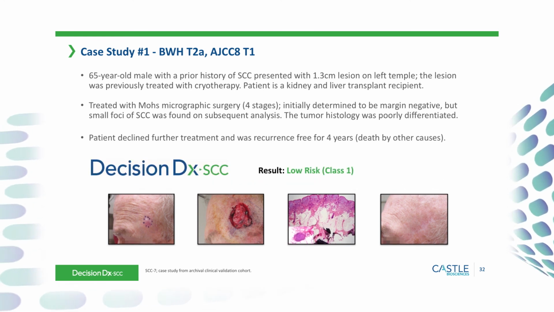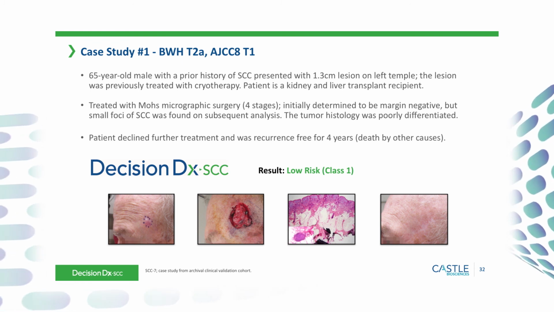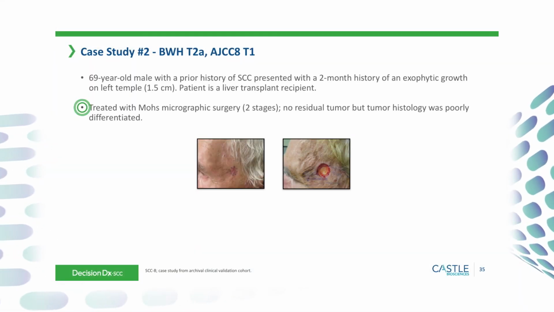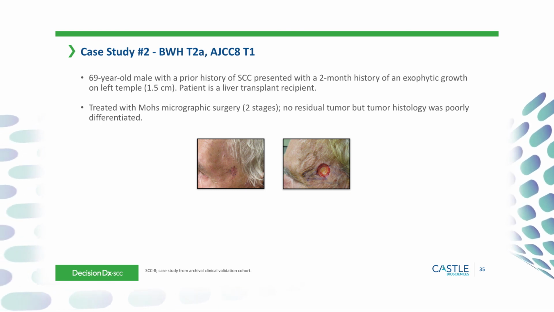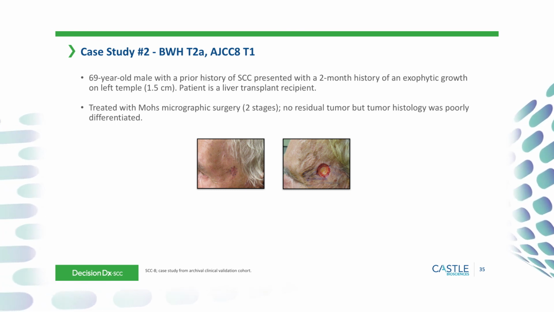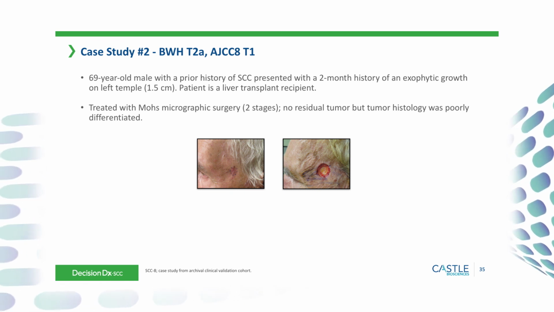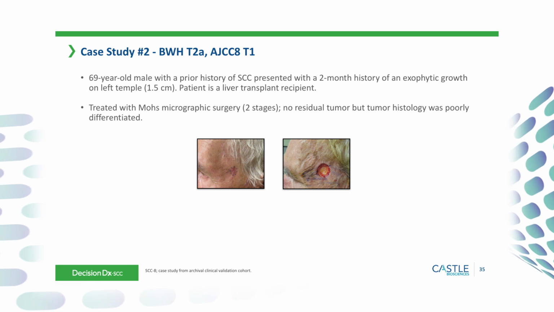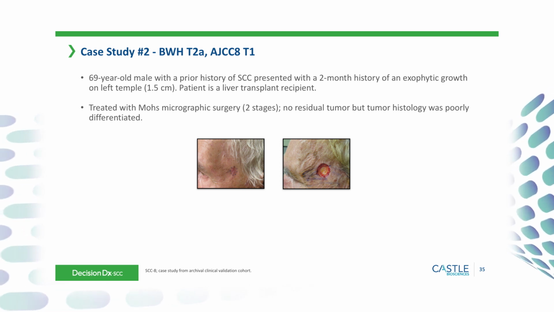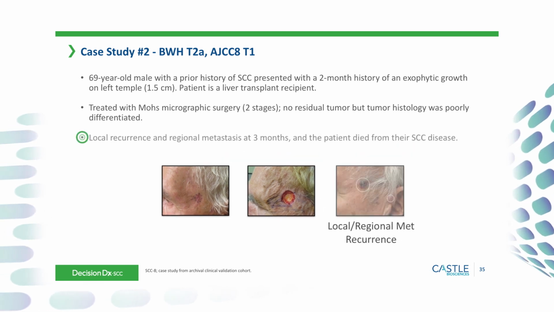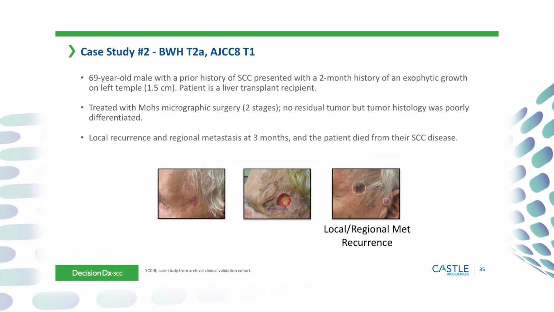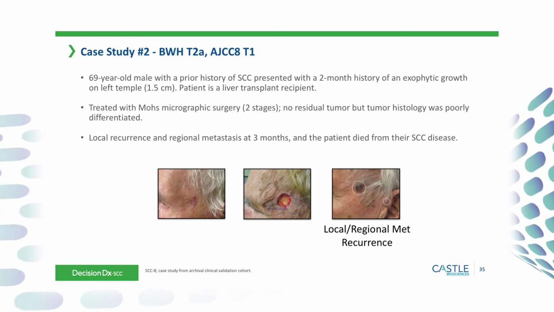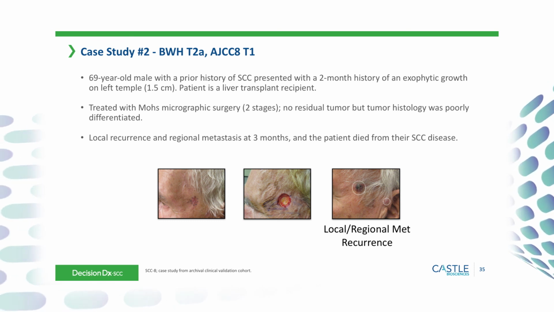Ultimately, looking at the risk stratification category, he ended up as a class 1, which now that you've heard how he did, probably sounds like it lines up pretty nicely. You maybe would have been able to predict that or expect that. This is that second patient, again, also treated with Mohs surgery, only needed 2 stages, unlike the first patient who needed 4, which sometimes would potentially lead you to believe it was a much more poorly defined tumor on the first patient. But this patient only required 2 stages, no residual tumor, also poorly differentiated. And you can see here in that third picture on the right, he developed both a local recurrence and a regional metastasis at 3 months and ultimately succumbed to this specific disease, to this squamous cell carcinoma.